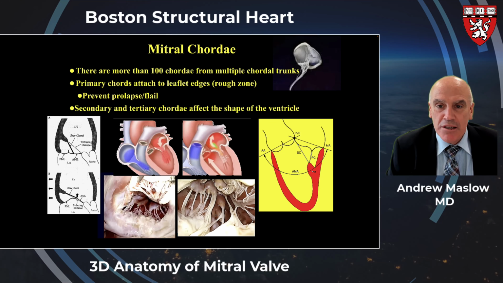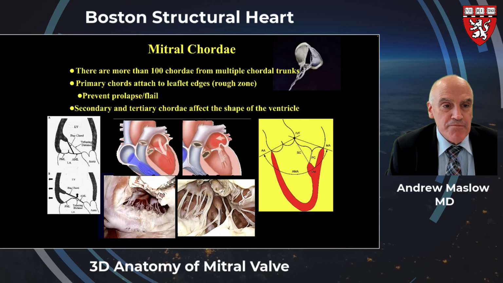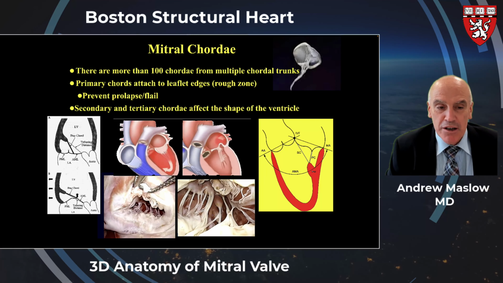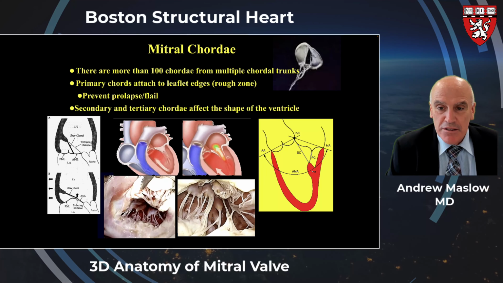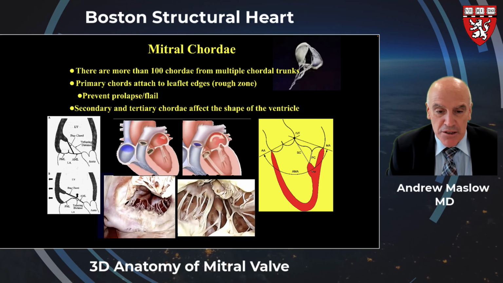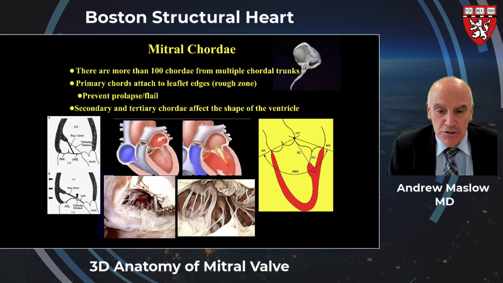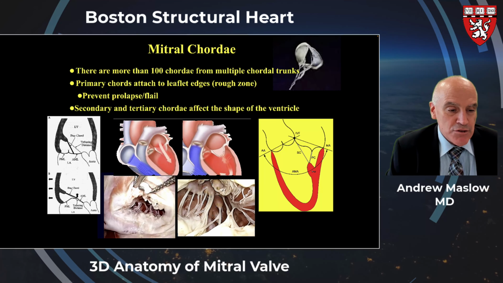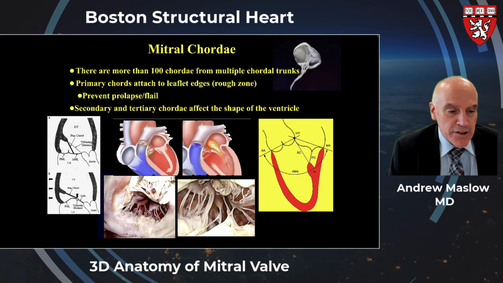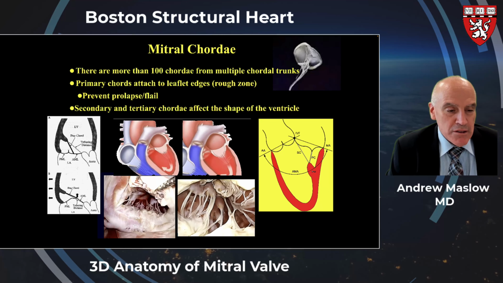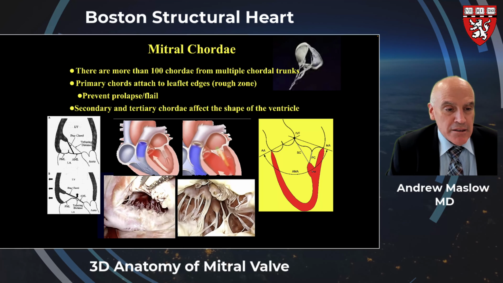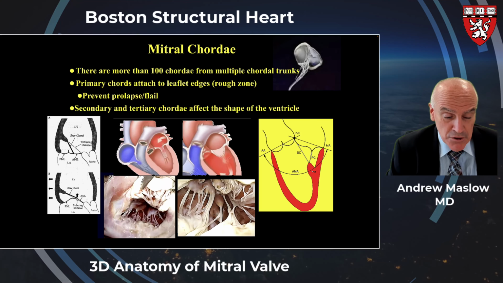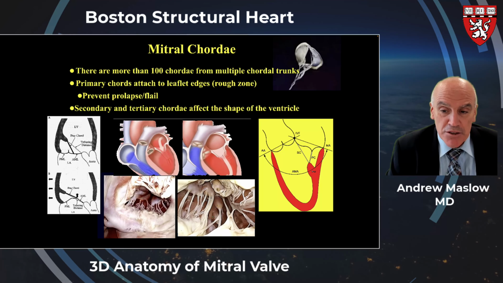There are more than 100 chordae coming from multiple chordal trunks. Primary chordae attach to the leaflet edges of the rough zone to help prevent prolapse and flail. Secondary and tertiary chordae affect the shape of the ventricle. As you can see in the videos, there are a multitude of chordae coming in all different directions. In the left-hand screen, the image shows the effects of when the lateral wall or the inferior lateral wall moves outward, and it causes tethering of the chordae and will distort the mitral leaflets and coaptation.